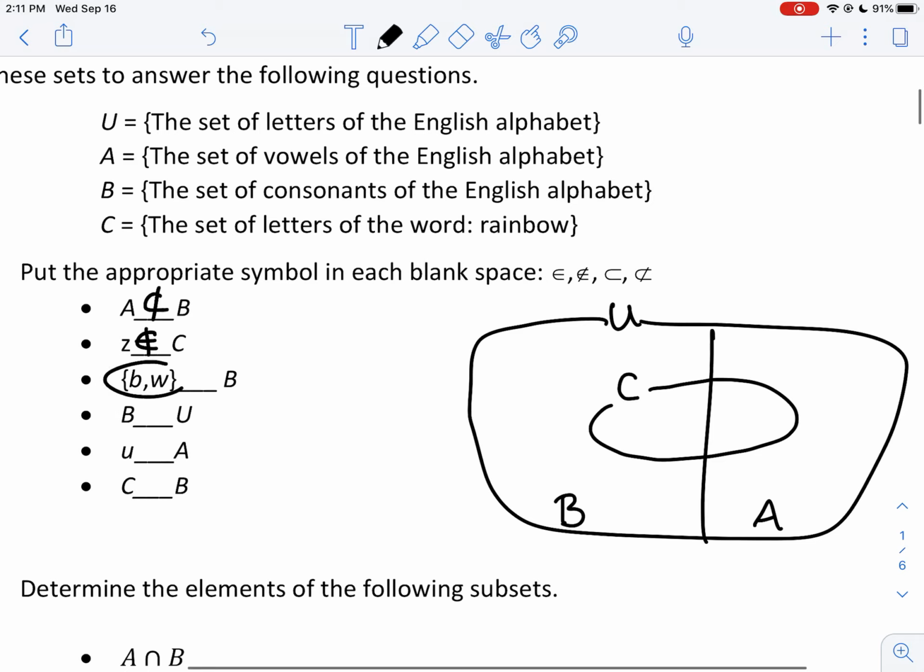BW, this is a set. There's two elements there, so we're going to use one of these set relationships. BW is a subset of B. Yes or no? Well, B is a set of all consonants. The set B, capital B, is a set of all consonants, and little b and little w are both consonants, so this is definitely going to be a subset, a proper subset.